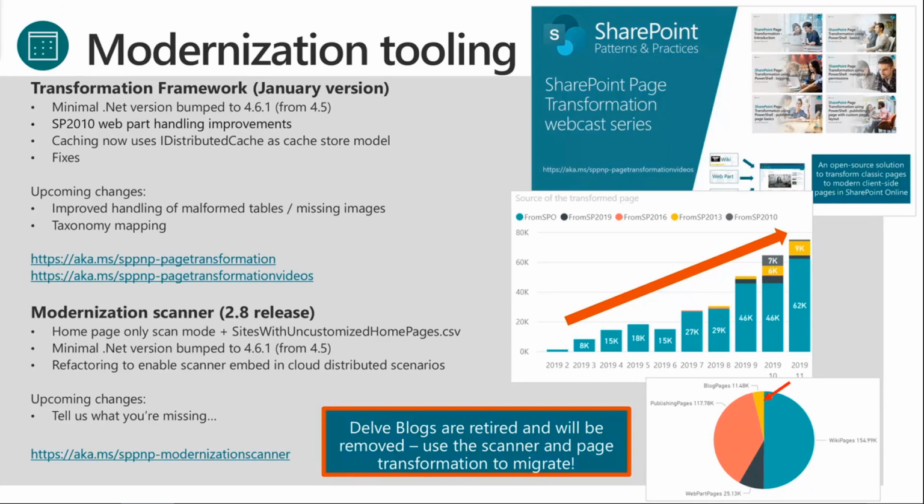For the scanner, we actually also released 2.8 last week, if I'm not mistaken. And that one has a new feature for a new scan mode called the homepage only scan, which is like the pages scan, which was there before, but only for home pages. And that one also produces an additional file called sites with uncustomized home pages.